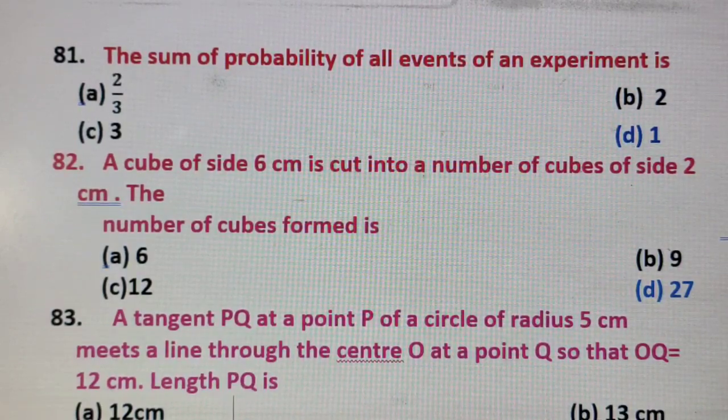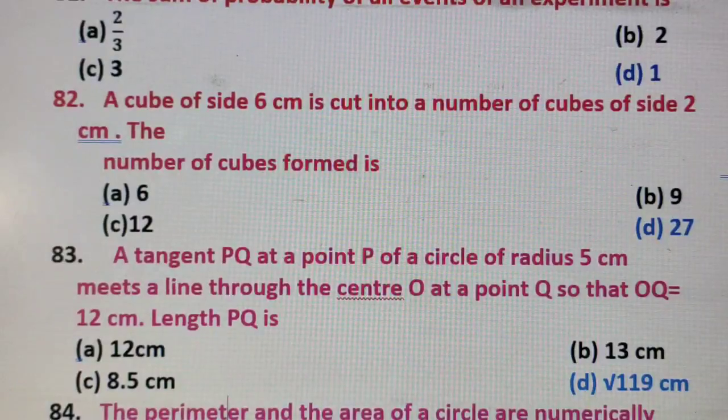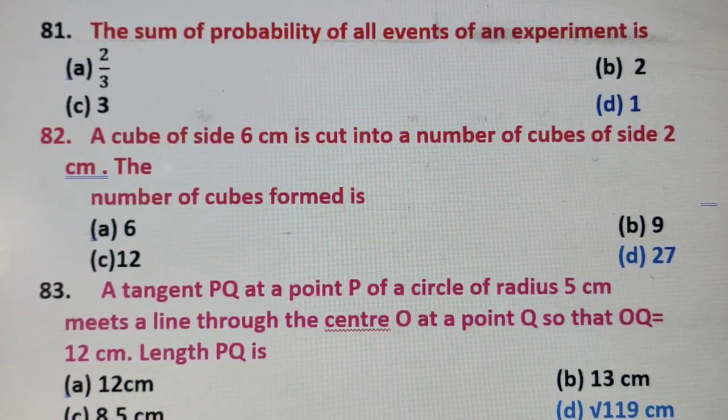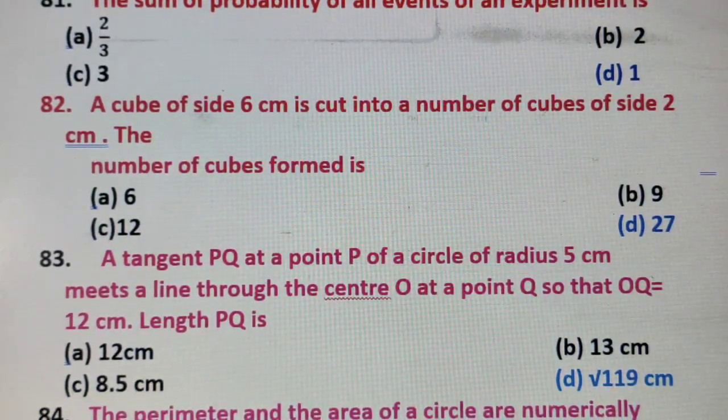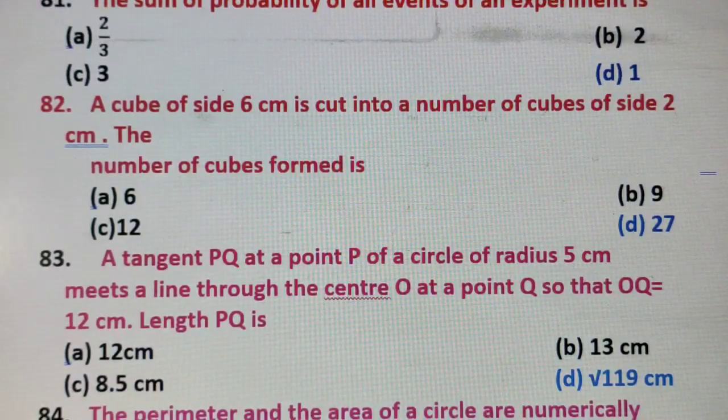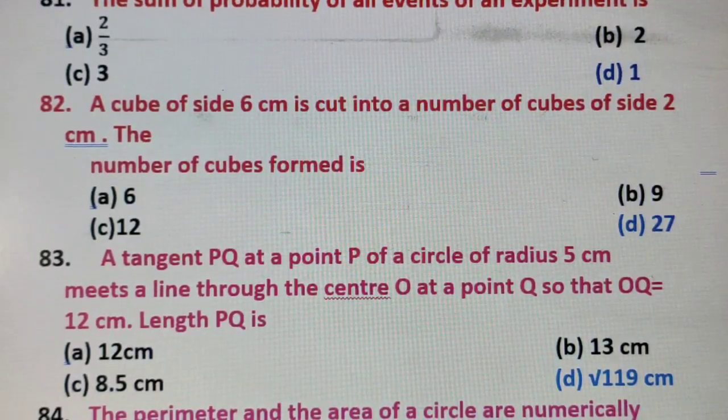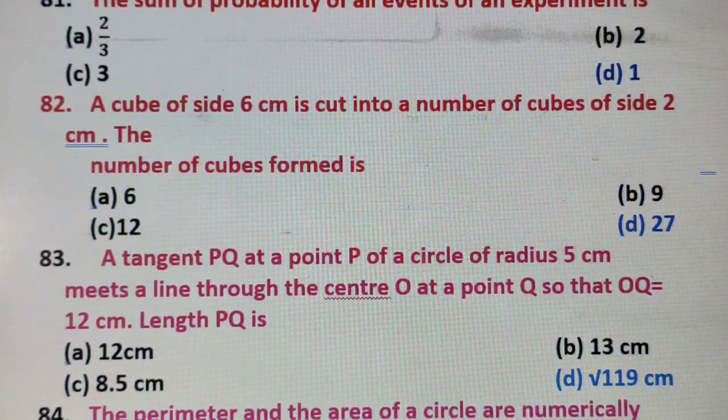A tangent PQ at a point P of a circle of radius 5 centimeter meets the line through the center O at a point Q such that OQ equals 12. Find the length of PQ. So here, a tangent PQ at a point P of a circle of radius 5 cm meets the line through the center O at the point Q so that OQ is 12. Here OQ is the hypotenuse, therefore 12 square minus 5 square, that is root over 119 centimeter.